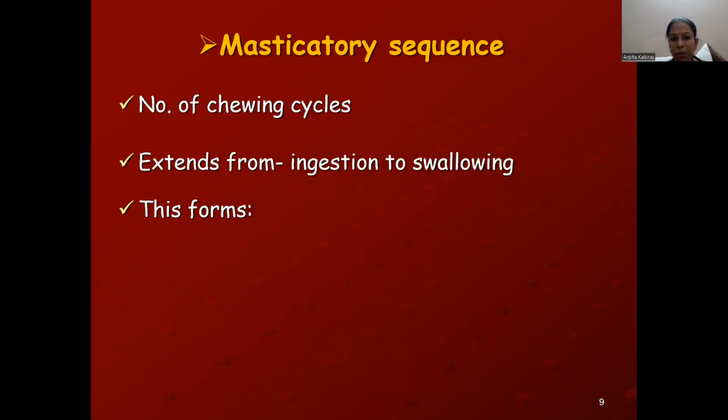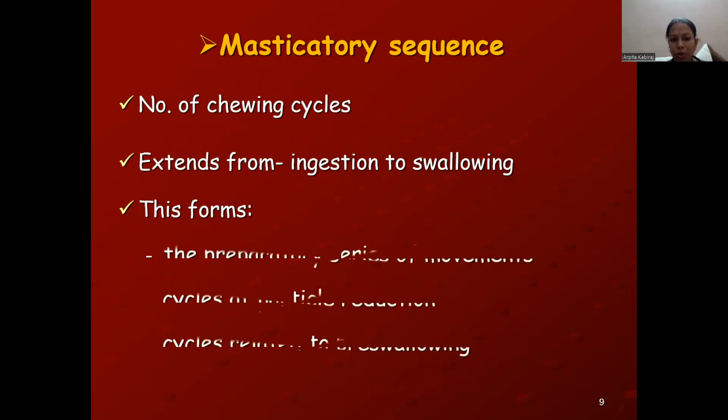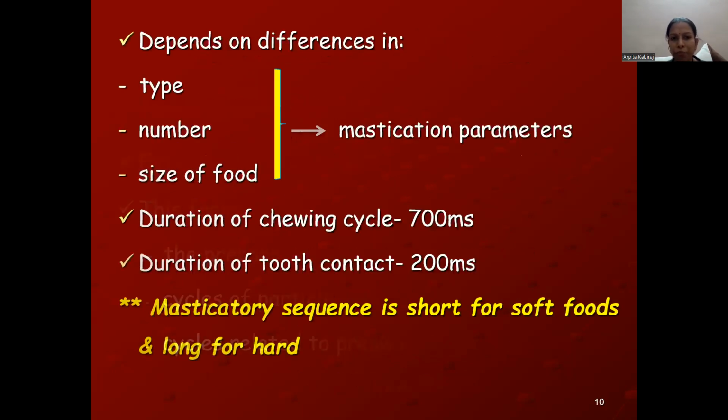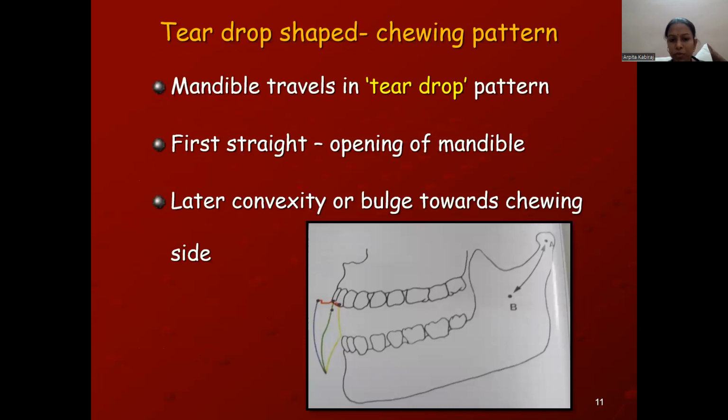The mastication sequence includes the number of chewing cycles that extends from ingestion to swallowing. This forms the preparatory series of movements, the cycles of particle reduction, and the cycles related to pre-swallowing. It depends on differences in the type, number, and size of the food. These are the masticatory parameters. The duration of each chewing cycle is approximately 700 milliseconds, and the duration of the tooth contact is approximately 200 milliseconds. Now, it is to be noted that the masticatory sequence is short for soft foods and long for harder foods.